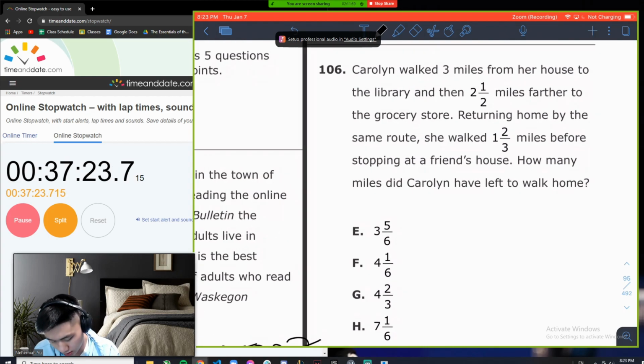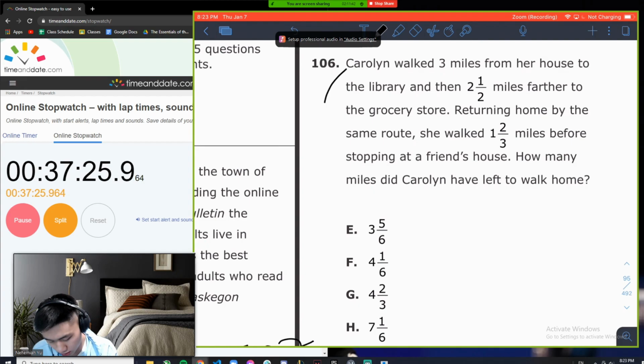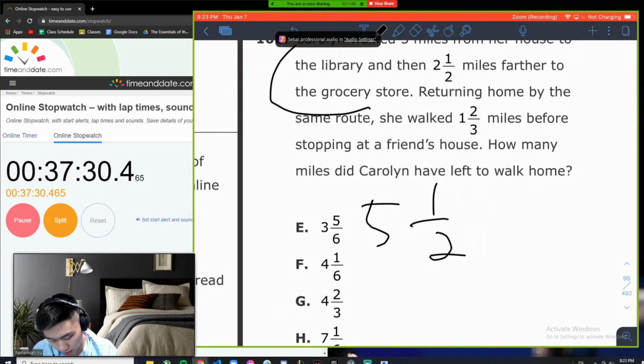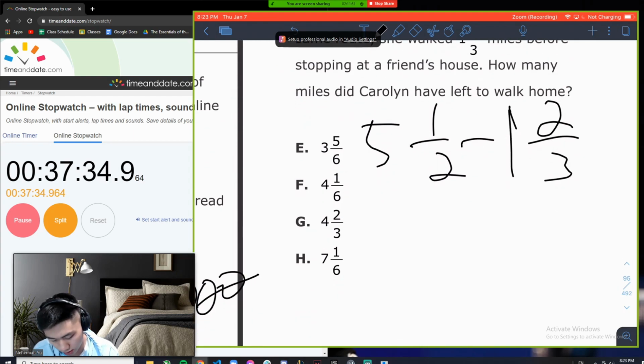Okay, well, Caroline to the grocery store is just 5.5. And then when she walks back, she already walks 1 and 2/3. So that's your answer.